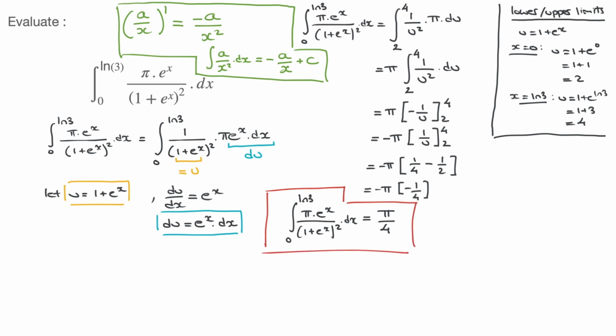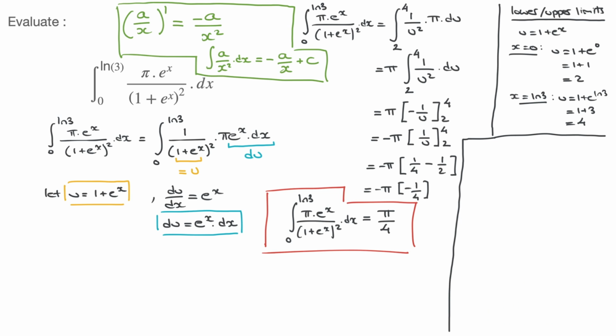Now, as I said a couple of minutes ago, I'll finish this video by showing you how we can avoid having to rewrite the lower and upper limits in terms of the new variable u. And I'll do that on the far right-hand side here. I'll just create a box in which I'll insert all the working. There we go. So what I'm about to show you now will fit inside this box here.